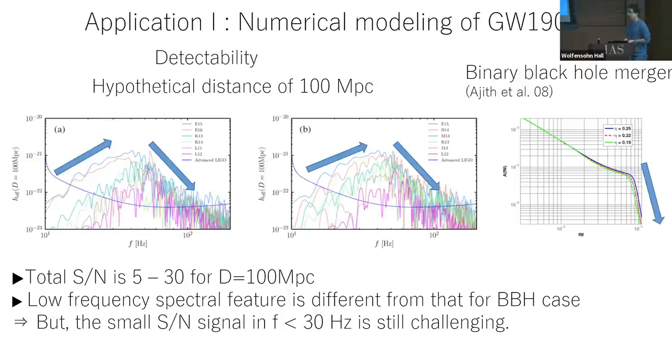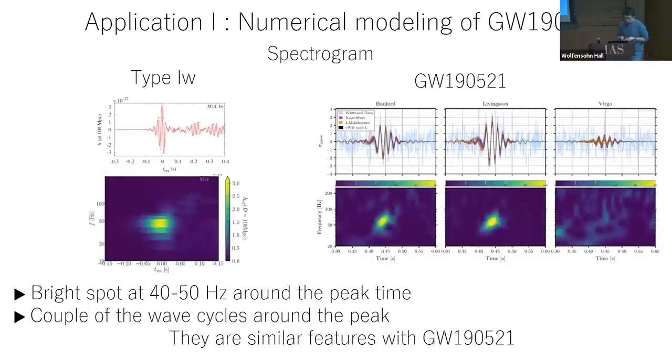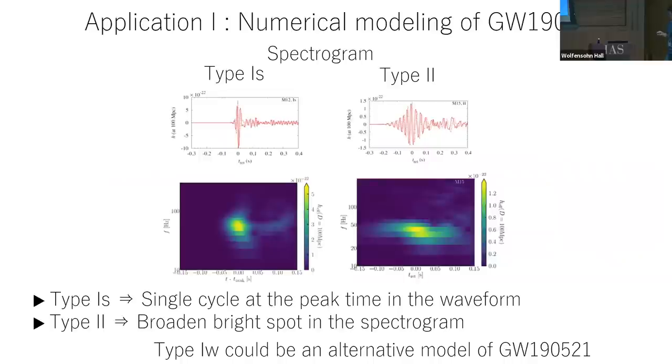However, the small signal-to-noise ratio in such a low frequency range is still challenging. So we generated a spectrogram for the type 1W case, and here is the spectrogram. We found a bright spot at 40 to 50 hertz around the peak time. And in the waveform, a couple of wave cycles appear along the peak time. These features are similar to GW190521.